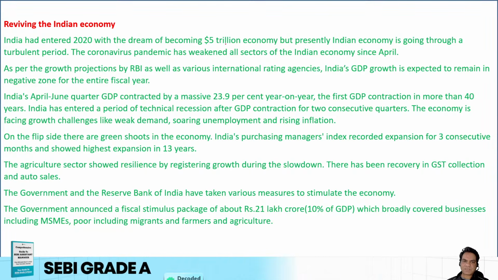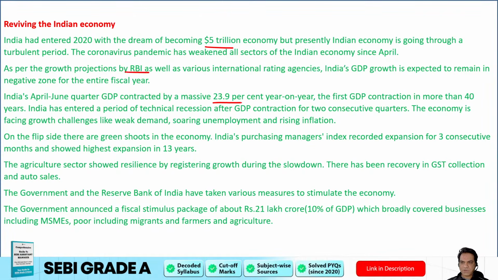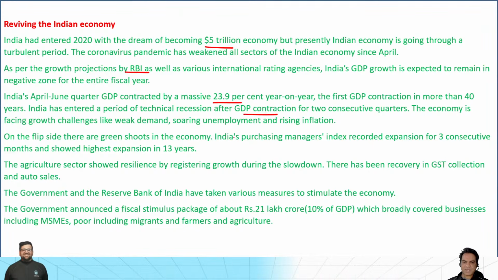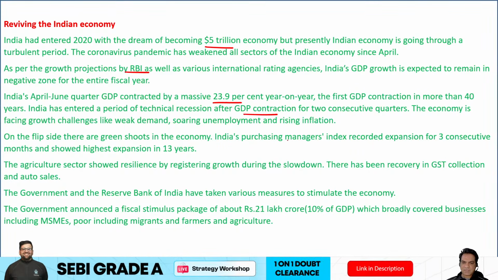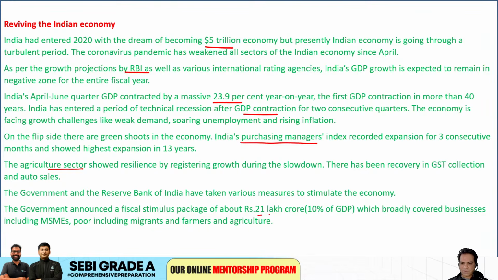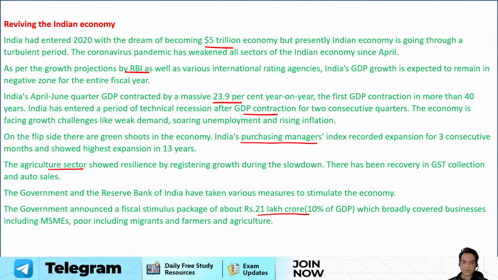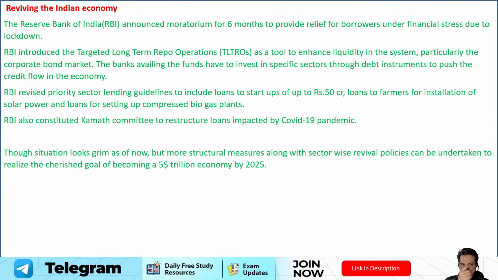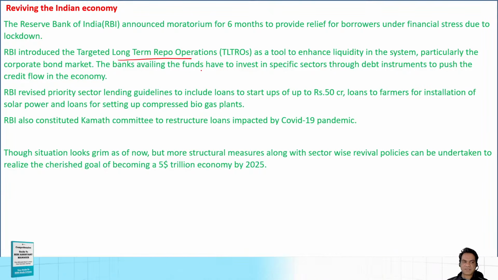So guys, when you present these data points with the help of what you have researched, right, the GDP contraction 23.9%, then India's purchasing managers index, then the agriculture sector shows this. RBI has taken several measures, 21 lakh crore rupees for the GDP, for MSMEs and the poor, including migrants, farmers, and agriculture. Then RBI announced a moratorium for 6 months. Then TLTROs, introduced by RBI as a tool to enhance liquidity in the system.